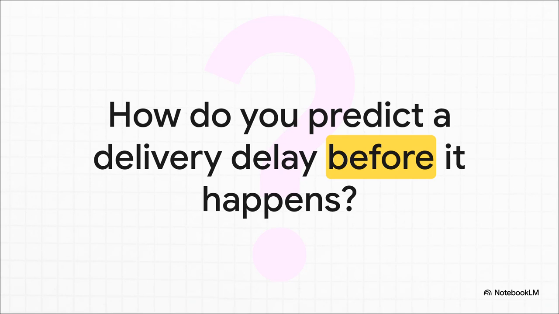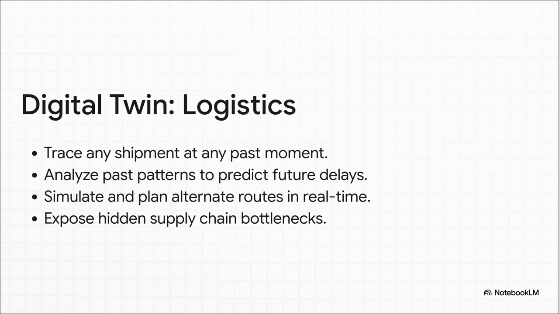Okay, so it's a total game changer for finding hidden criminals. But what about problems that affect us every single day? Like logistics. We all know how frustrating a delayed package is. But what if a company could actually predict that delay before it even happens? A temporal graph basically creates a digital twin of the entire supply chain. You can trace any shipment at any point in the past, analyze old data to see how, for example, a concert downtown always messes with traffic, and then simulate new routes to avoid those delays in the future. You can finally see the hidden bottlenecks in the whole system.